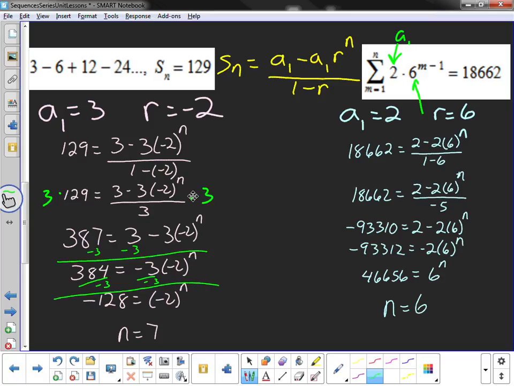So I went ahead and plugged that in. The 2 minus the 2 times 6 to the nth power over 1 minus 6. I got the negative 5 on the bottom. I multiplied both sides by the negative 5. I subtract that 2 out in front. I divided by the negative 2 in front of the 6 quantity. And I got 46656 equals 6 to the nth power.